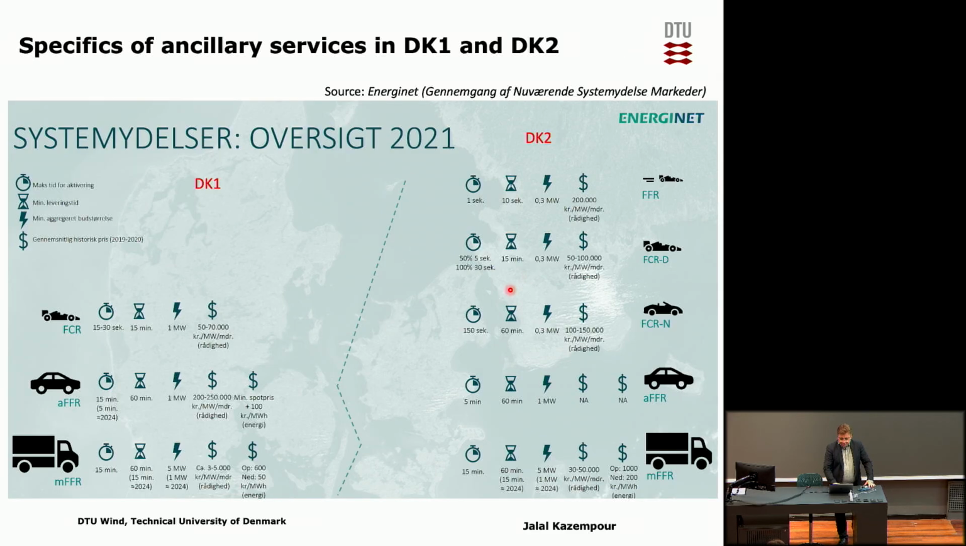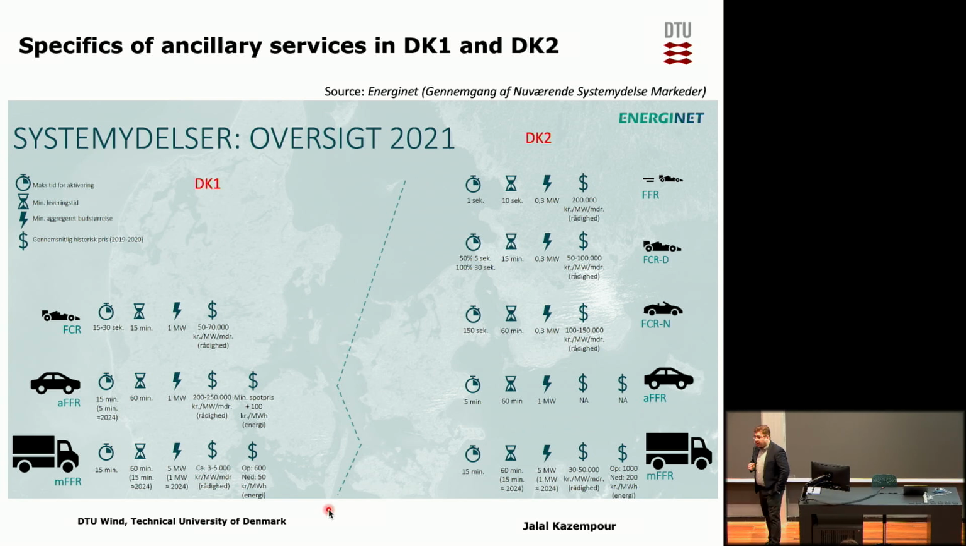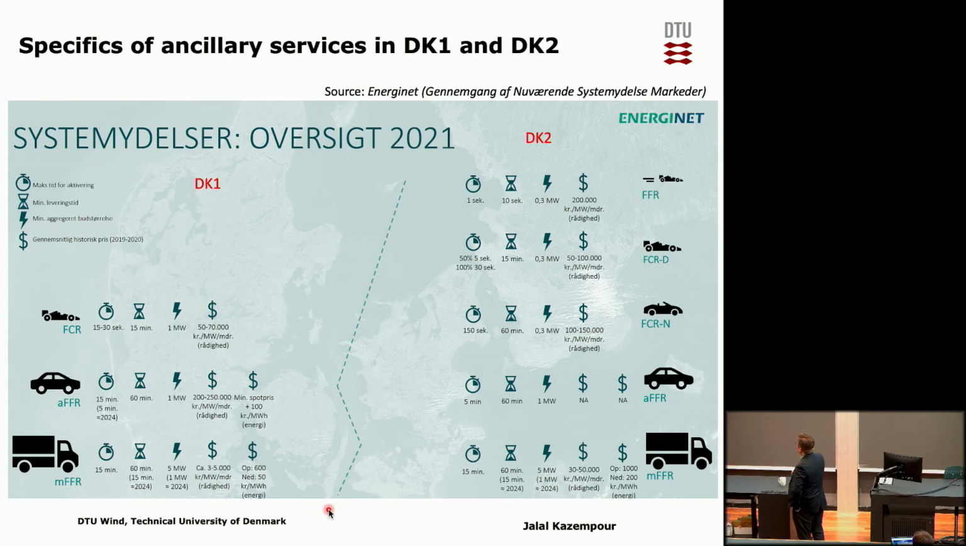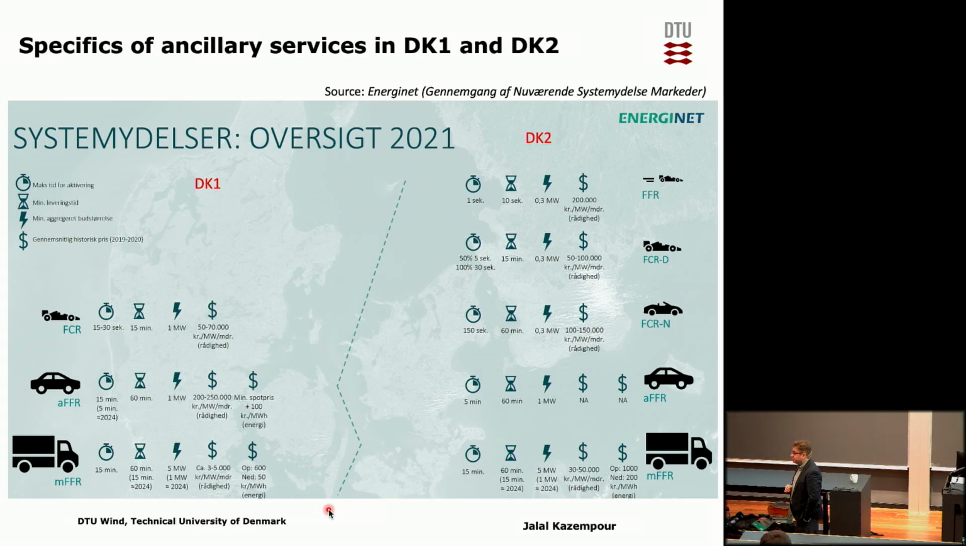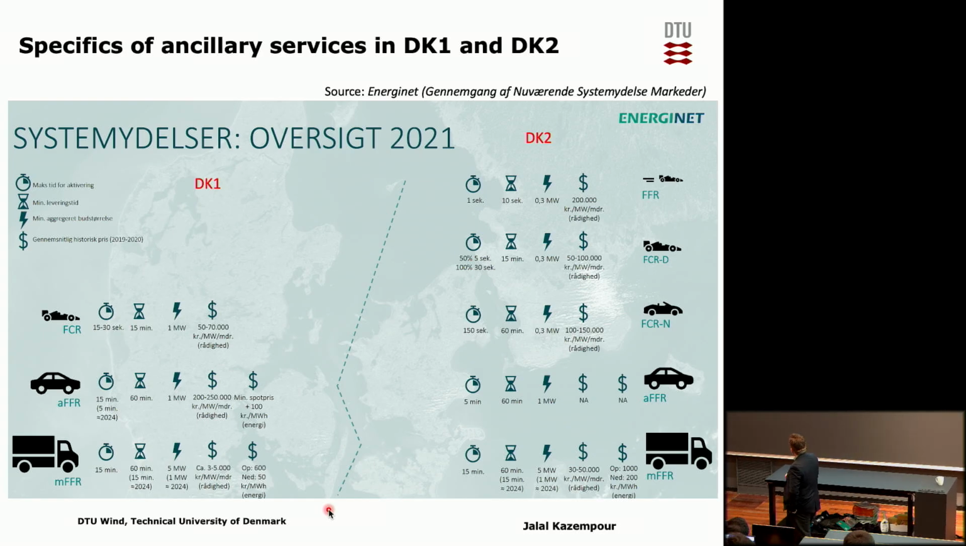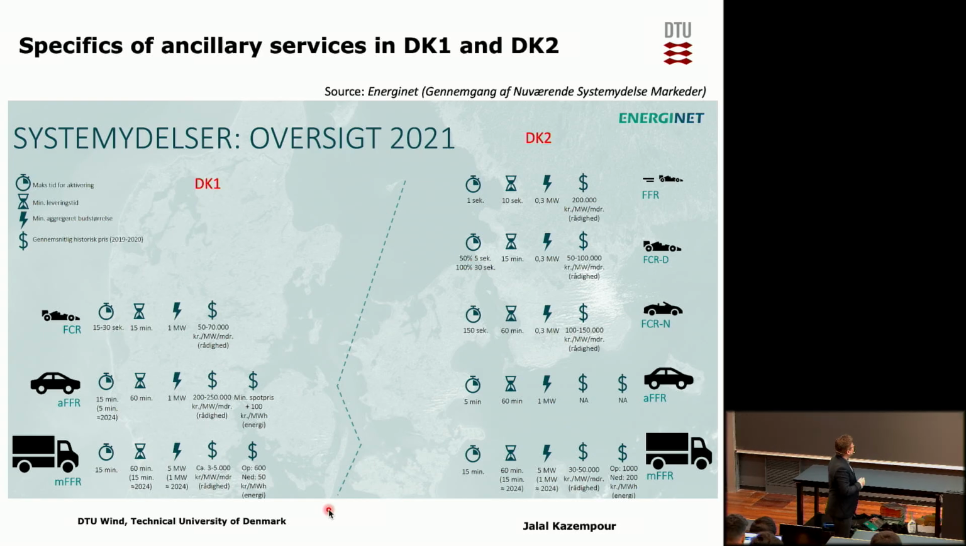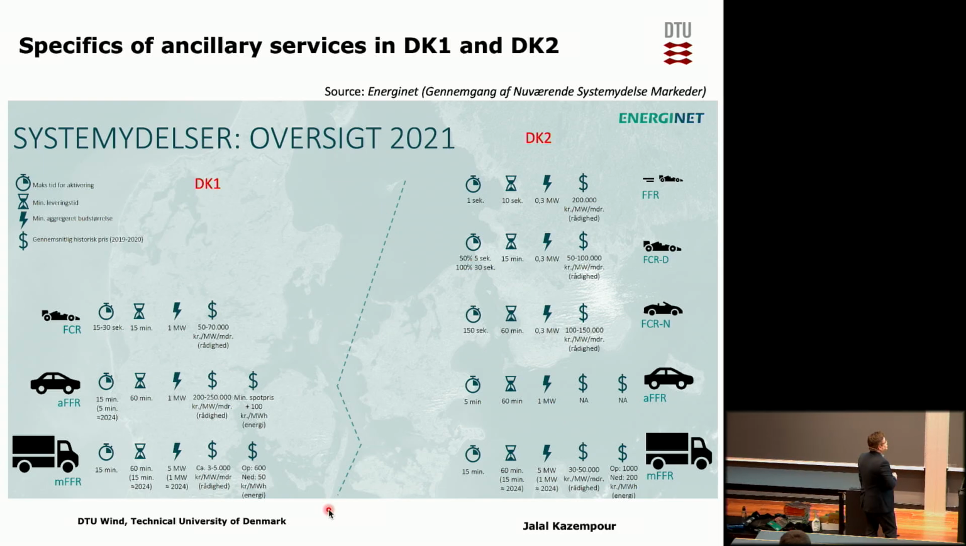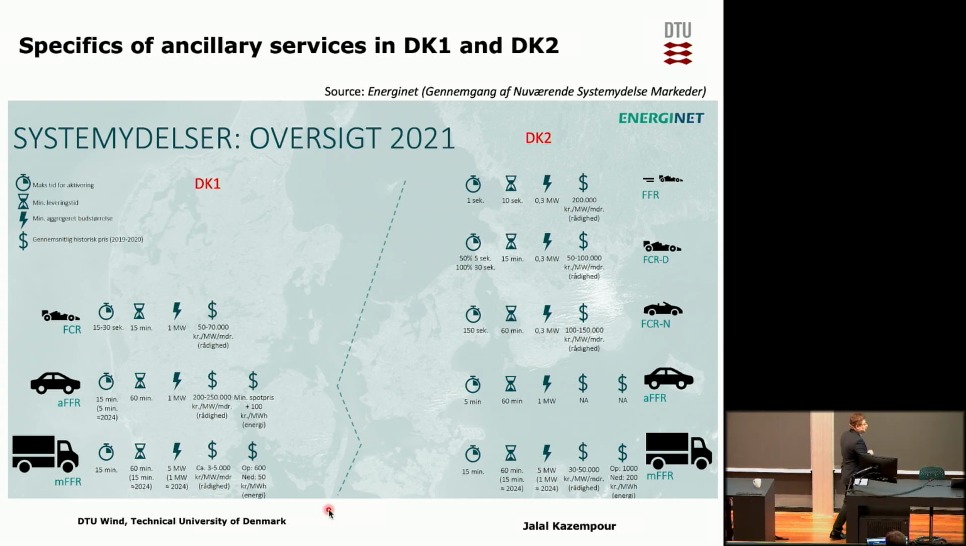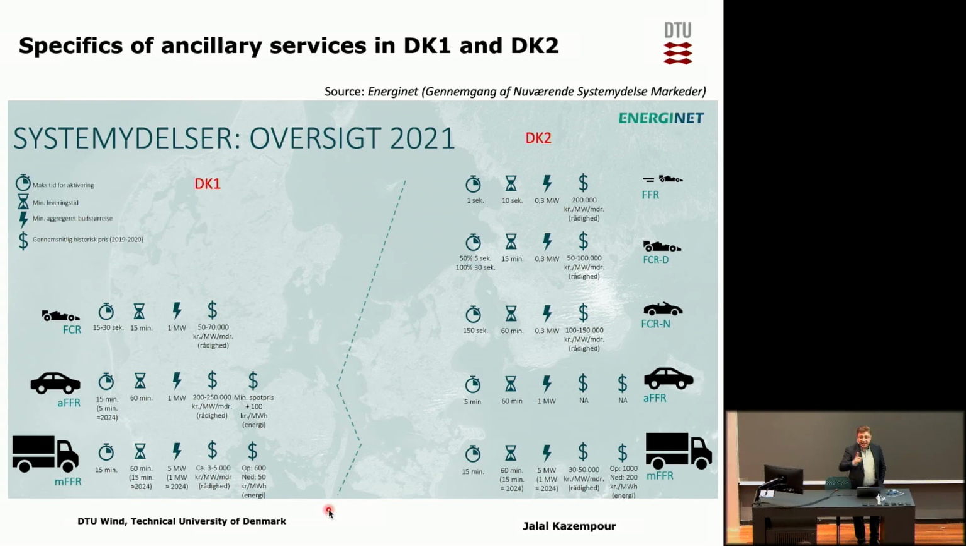And again, these are slides recapped from lecture number 6. This slide from Energinet shows the technicalities of different services: in the left, DK1 FCR, aFRR, mFRR, and in the right, DK2 services, in terms of ramp up, activation time, and so on. This data might be updated all the time, so I can't say 100% that all these numbers are current. You always need to check the Energinet website and get the most updated numbers.